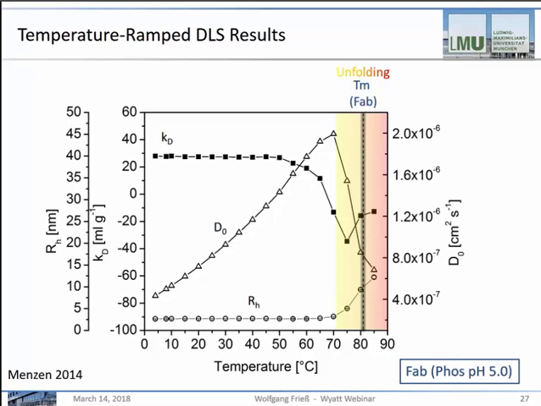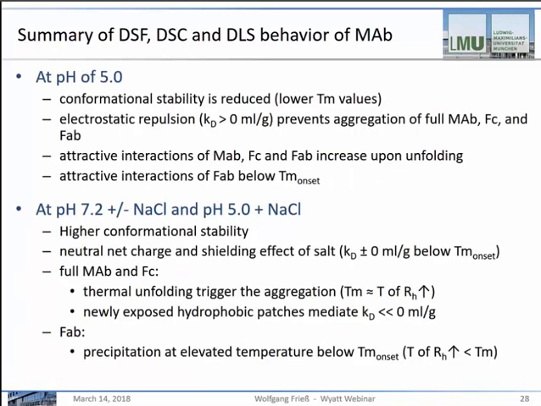attractive interaction. So in summary, at pH 5, overall the conformational stability of monoclonal antibody is reduced, as we see based on the lower Tm values. We have electrostatic repulsion, and the Kds are above 0 mL per gram. And that prevents aggregation of the full mAb, the Fc, and the Fab part. Certainly, the attractive interactions of mAb, Fc, and Fab increase upon unfolding. The attractive interactions of Fab already set in well below the Tm onset.